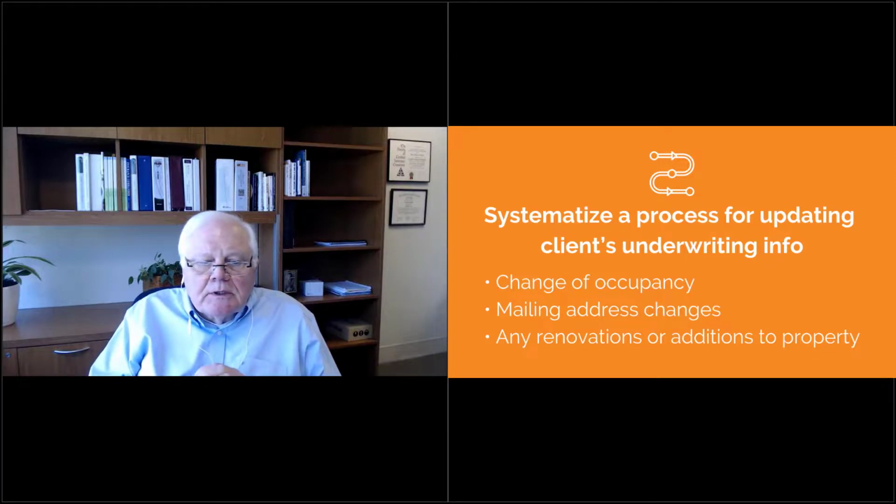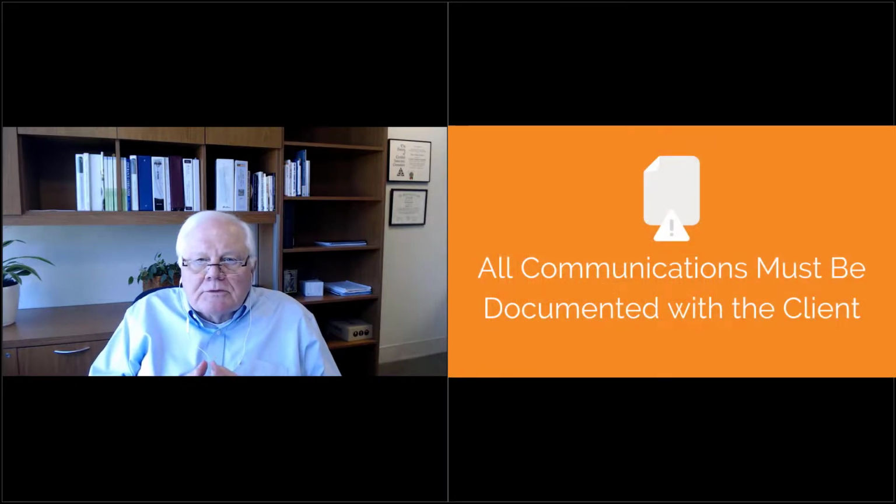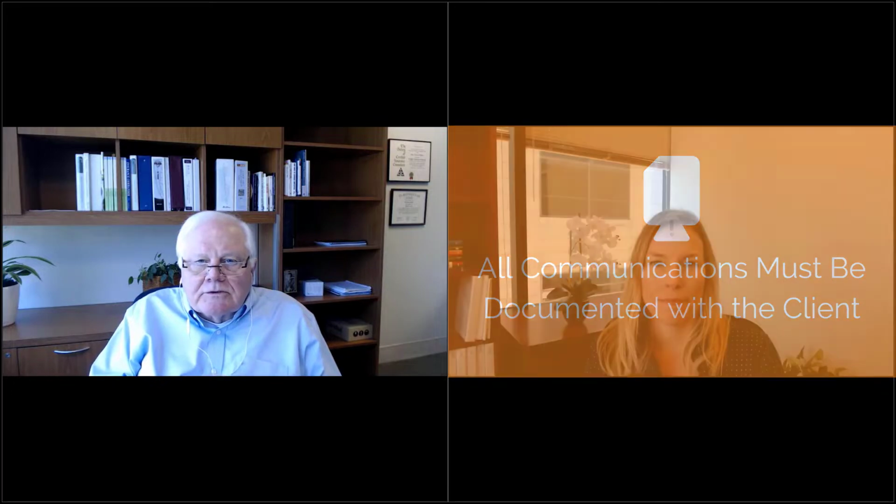The agency needs to put in place a method of updating the client's underwriting information, particularly the contact information, and hopefully a more extensive way to capture changes in exposures. A lot of agents will do an annual or semi-annual mailing with an information form, and some put a page on their website that the client can access to update their information. Again, all communication must be documented with the client. That's your get out of jail card. Yeah, there's a common theme in all of these.